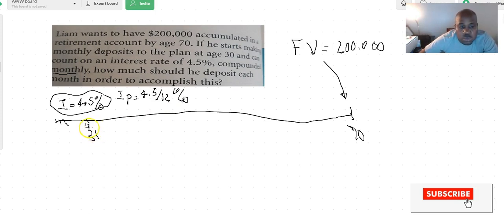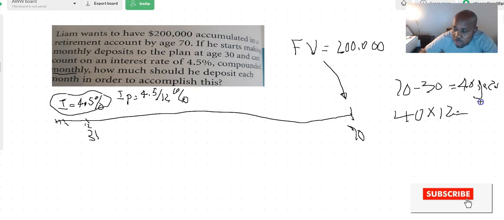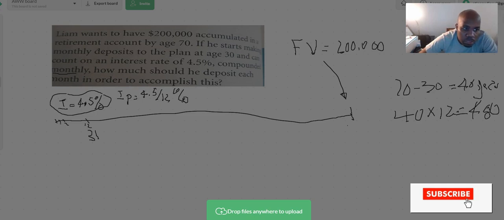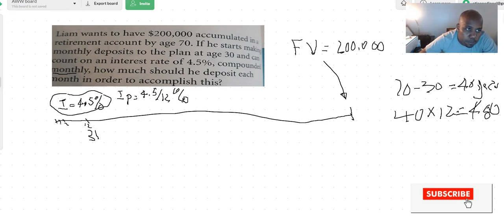So here, if I want to find out how many periods, it starts at 30, so it's gonna be 40 years, right? 70 minus 30 is 40 years. But 40 years means how many periods? Since every year has 12, it's gonna be 40 times 12, which is 480 periods. So instead of 70 here, I'm not gonna put 70, I'm gonna put the number of periods, 480. That means 480 months. That's what it means.